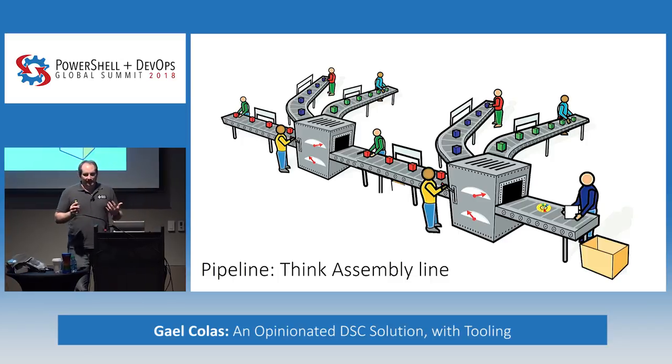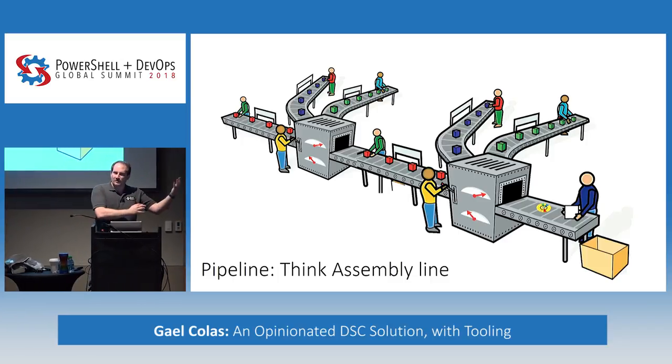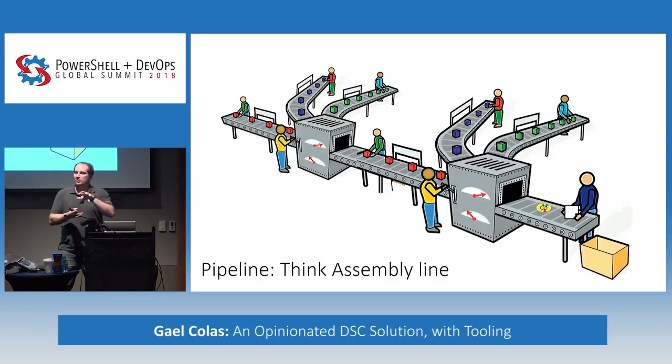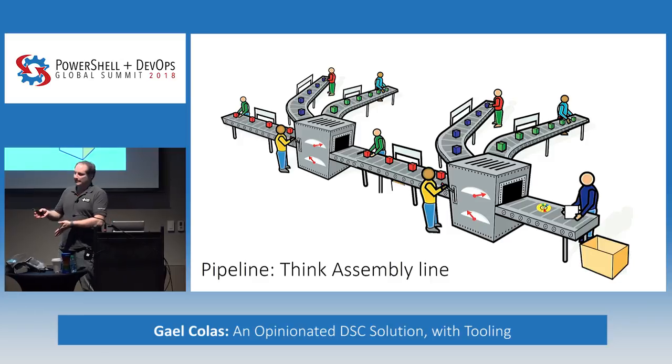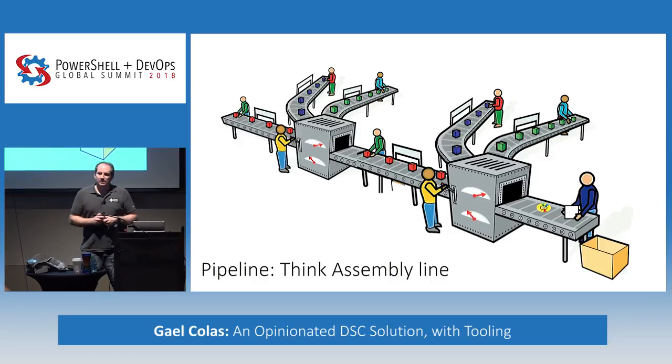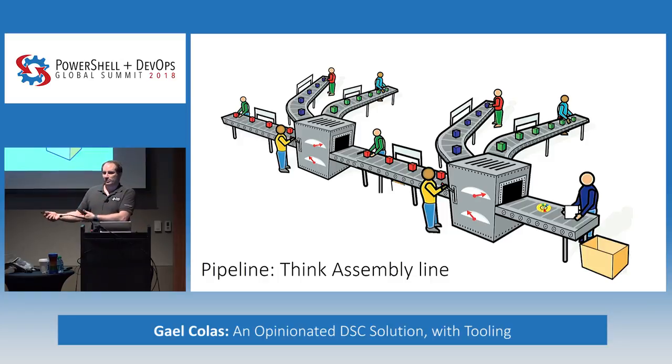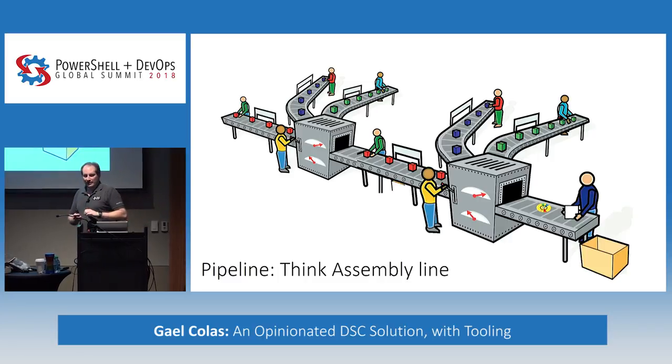Think about an assembly line. This is where the pipeline comes from. You have different source files for your PowerShell module, and then you just put them into your pipeline, and at the end, what you get is a package, a module, which you can upload to an artifact repository, like the PowerShell Gallery. Everyone's familiar with artifacts? Not that many. Okay, so if you have any question, feel free, shout.